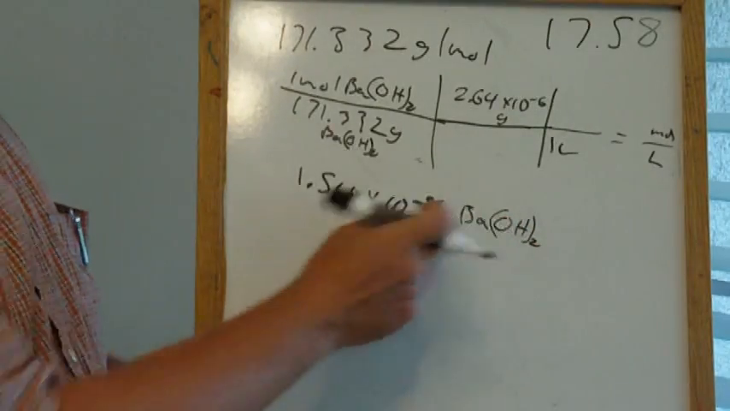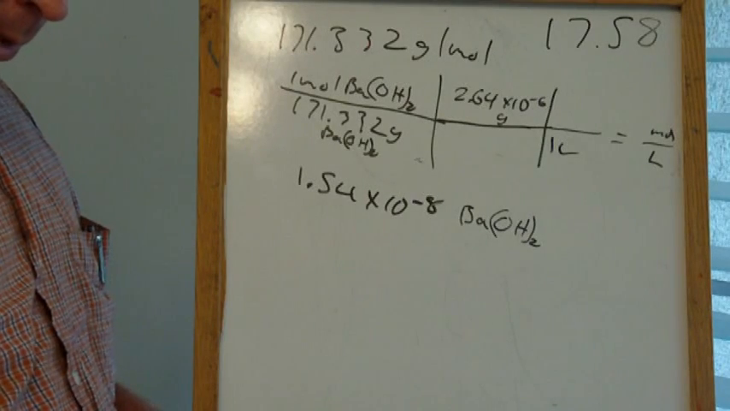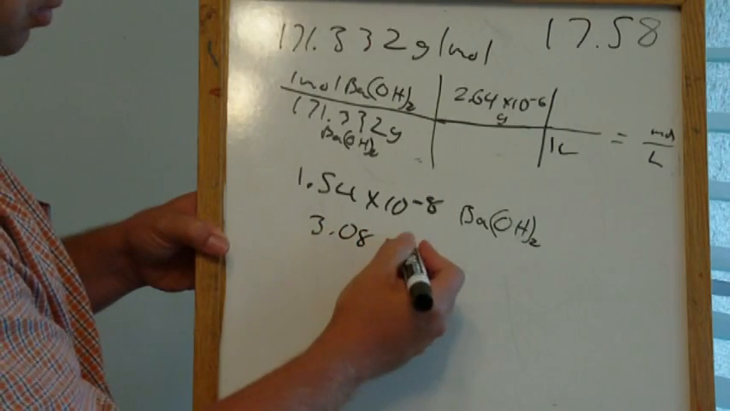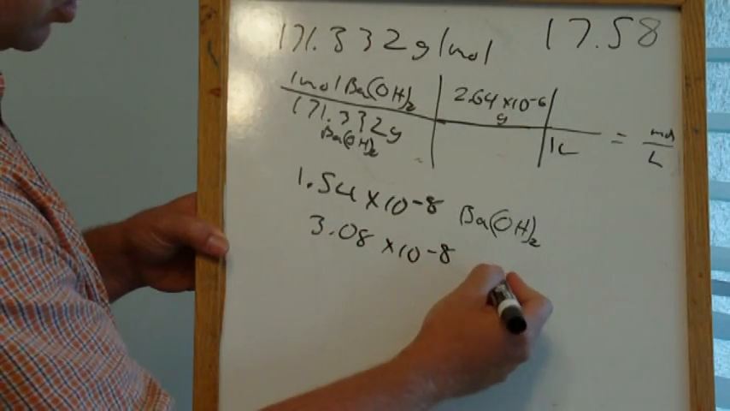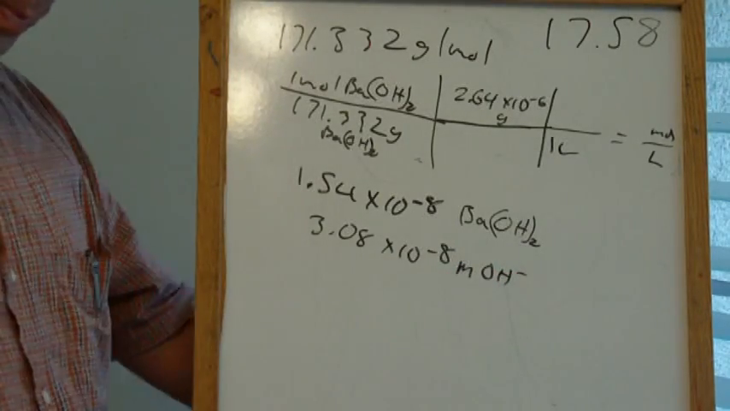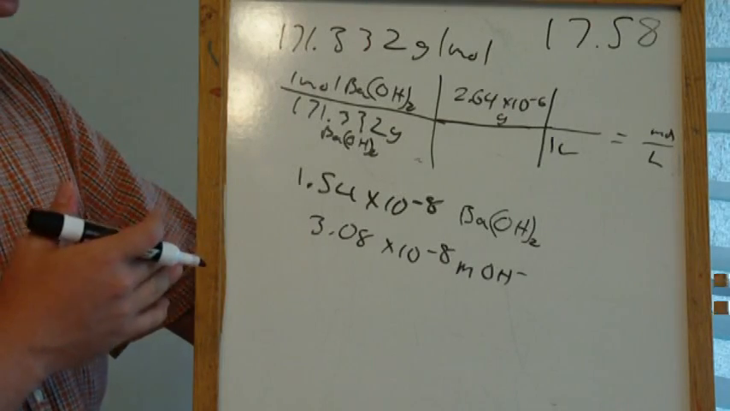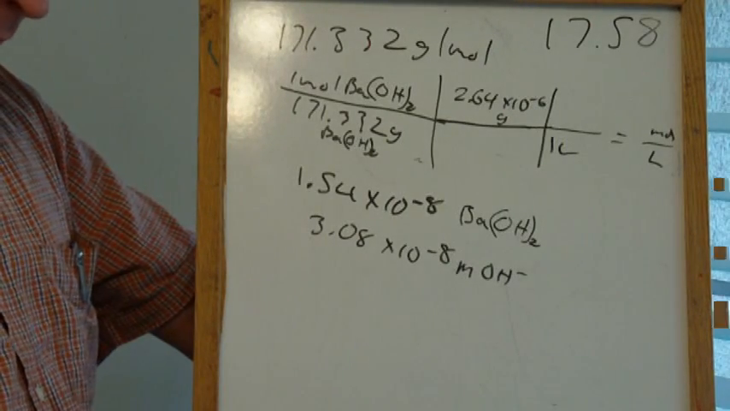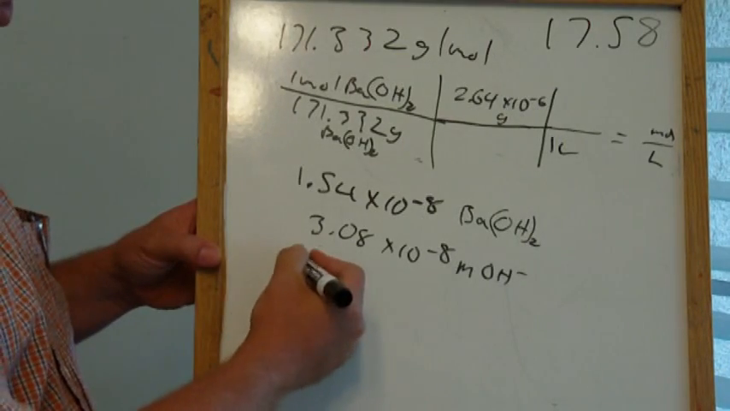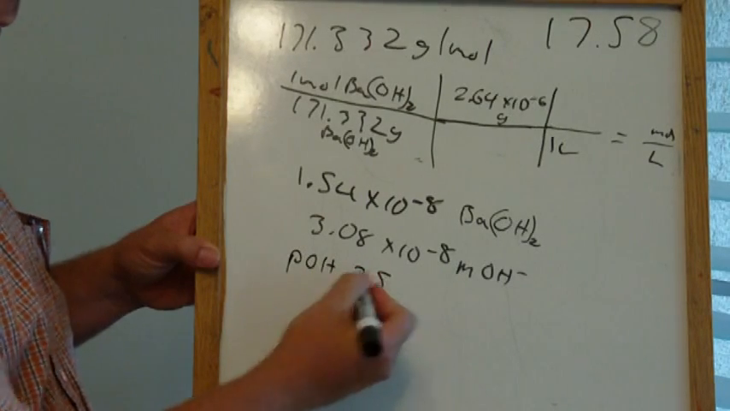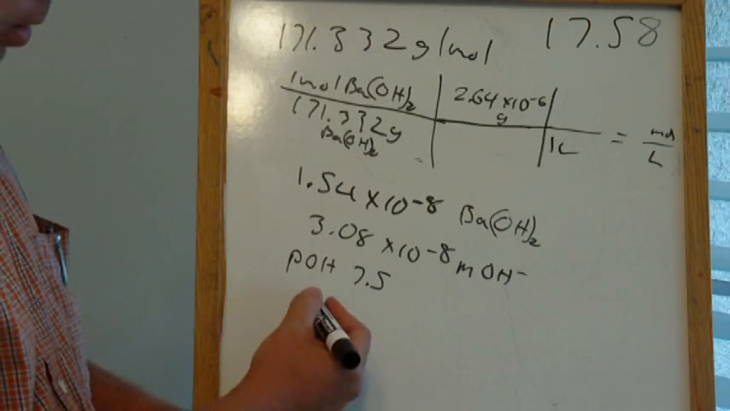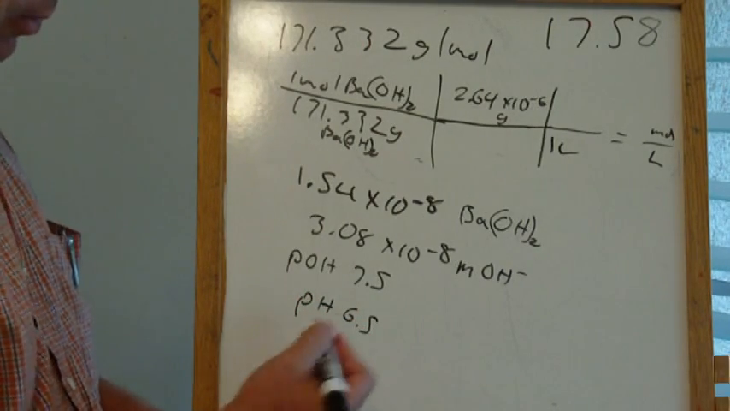But there's 2 hydroxides for each barium hydroxide, so we have to multiply that by 2 to know the final hydroxide ion concentration. 3.08 times 10 to the minus 8 molar hydroxide ion. Alright? So that's the concentration of hydroxide ion. We can find the pOH by taking the negative log of that value. And the pOH, it says, is 7.5. And we can take 14, subtract the pOH, and the pH then is going to be 6.5.